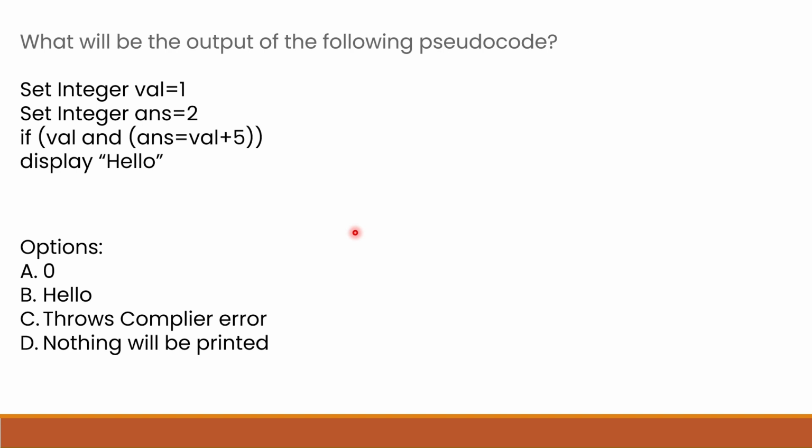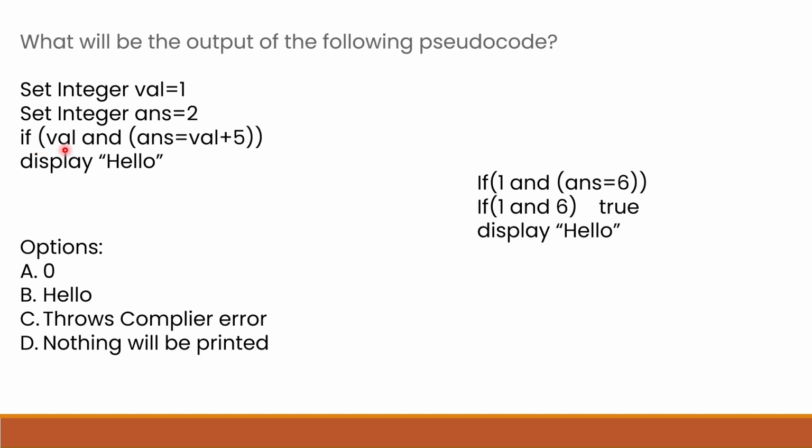Hope you found the answer. If you think option B, hello, is the answer, then you're right. Here, in this pseudocode, in the first line, they have set an integer variable val, so val's value is equal to 1. In the next line, another integer, answer, is assigned 2. And here we have an if condition. Inside the if condition, they have given val and, in another bracket, answer equal to val plus 5. Here val's value is 1, and then there is an AND operation between them.